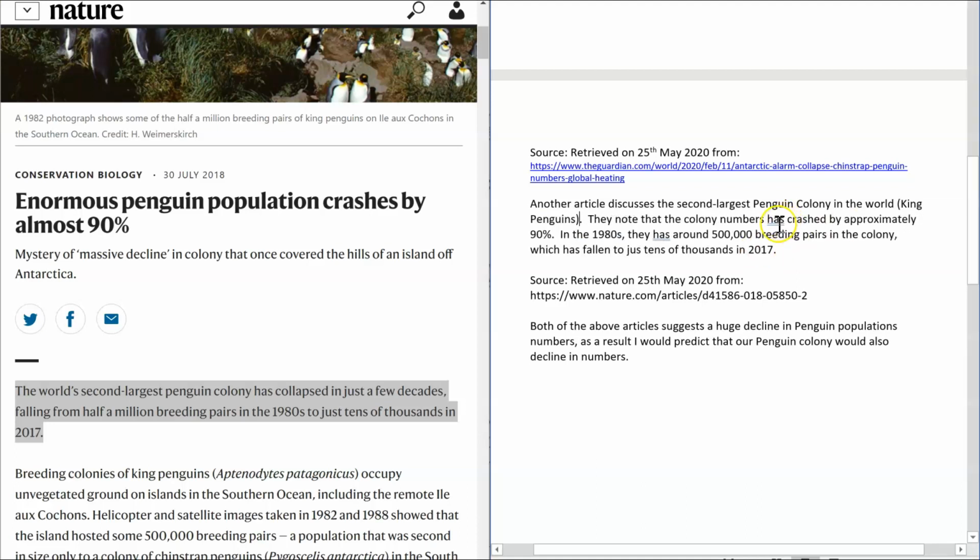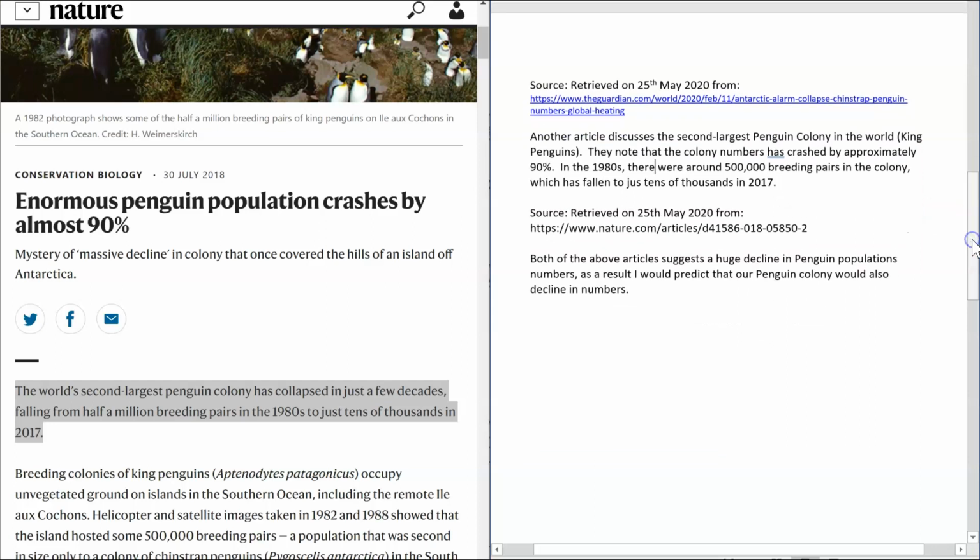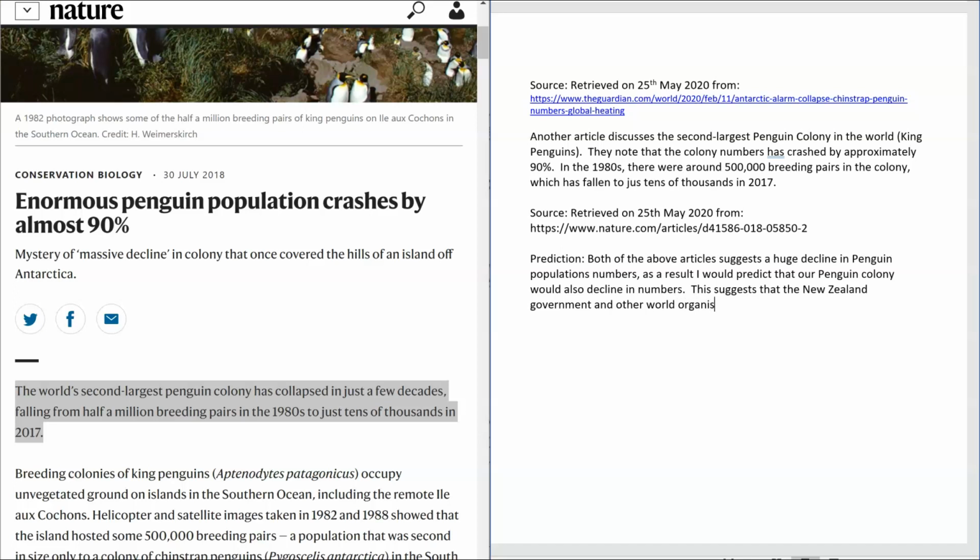The colony numbers have crashed approximately 90%. They were around, or there were, okay. And then there's my source. Based on that, my prediction. And then how does that relate to my purpose? In New Zealand, government and other world organizations must step in to protect these species. There you go. So always nice just to link it back to the purpose.